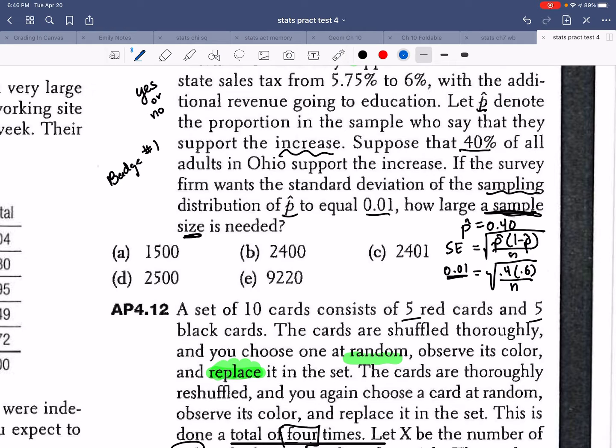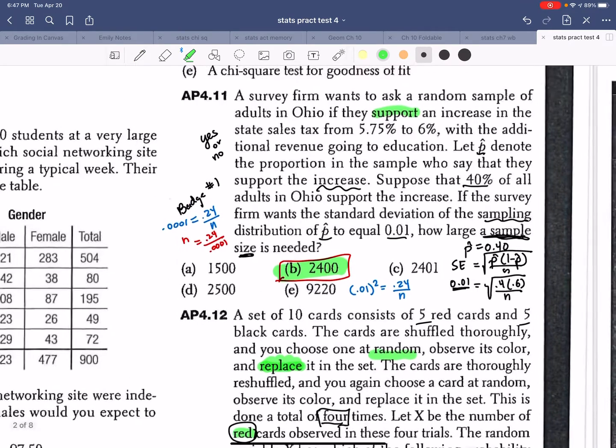So step 1, I'm going to square both sides. This side just turns into 0.4 times 0.6, or 0.24, over N. When I square 0.01, I get 0.0001 and 0.24 over N. Now I'm going to do a swap, let's switch spots there. All right, and we get 2,400. Nice work, and that is our answer. All right, 11 is done.